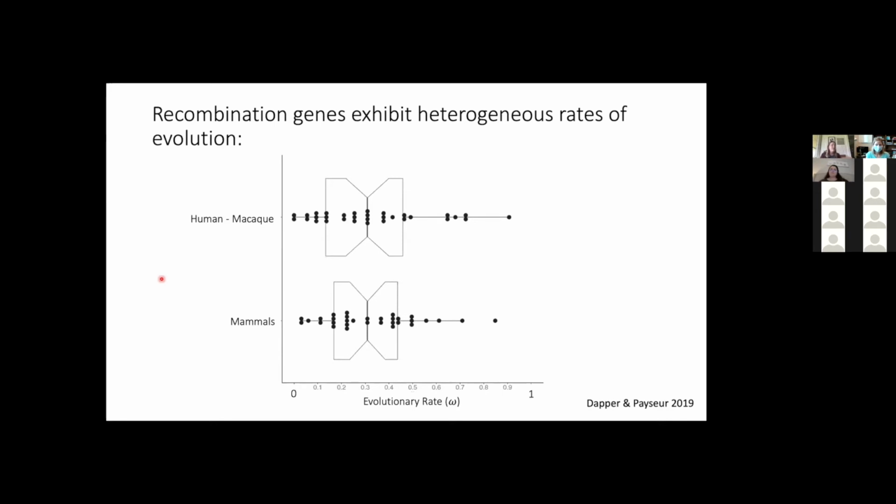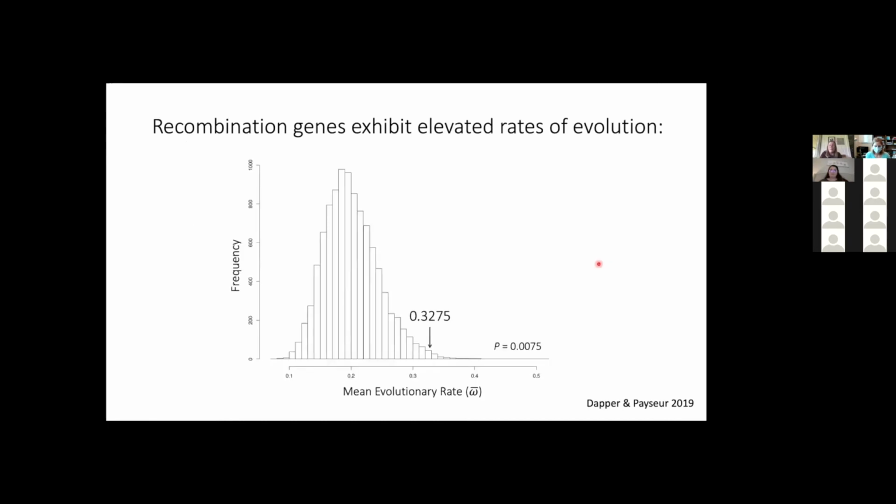Maybe if you picked any group of genes that you're interested in and grabbed them from the genome, you would see this level of variation and this mean evolutionary rate that's as high as we saw in recombination genes. And we found that this wasn't the case.